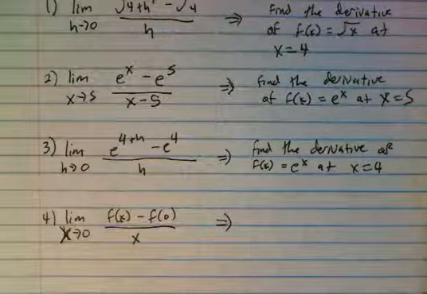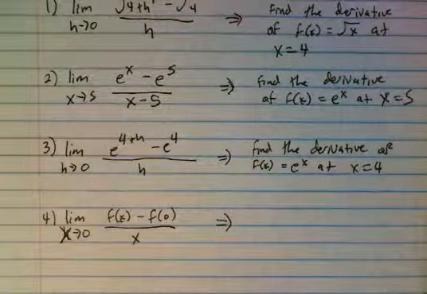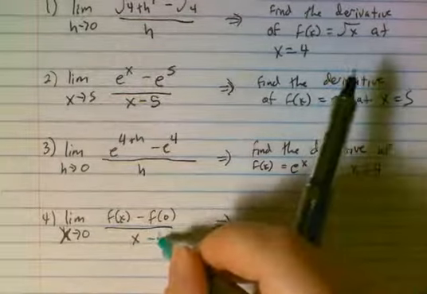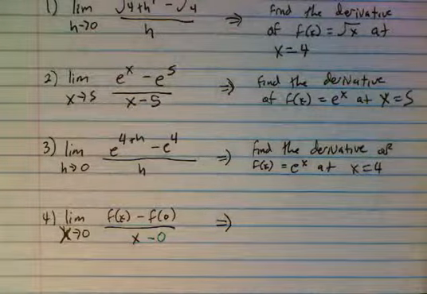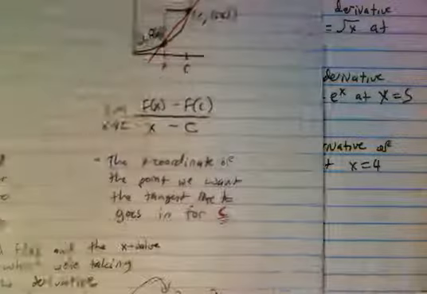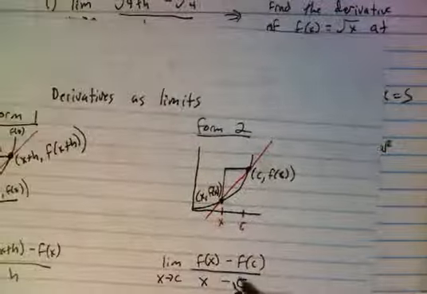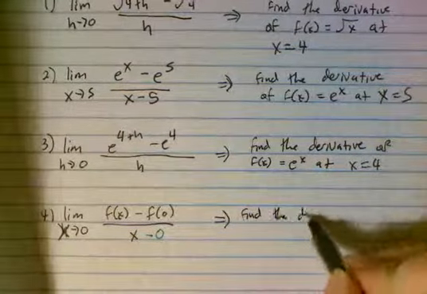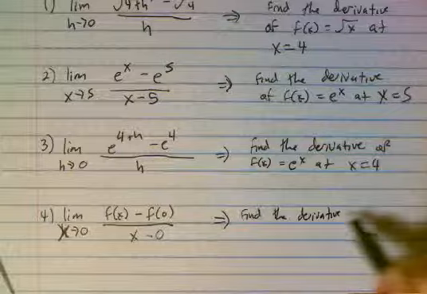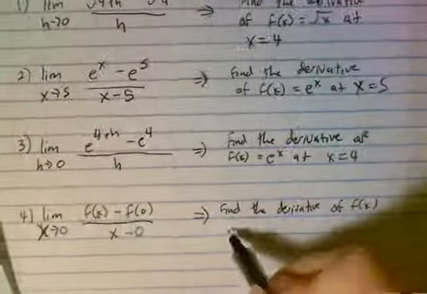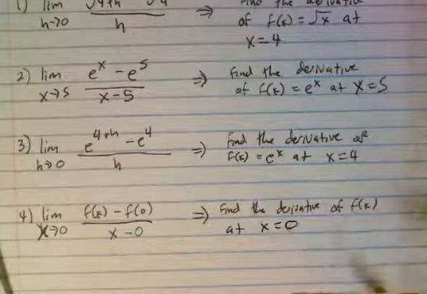But if we think of this as x approaching 0, then what's really down here is really minus 0. It's just that 0 would generally be invisible, not written. But once we put it in that form, it looks an awful lot like this. In fact, it looks almost identical to our original one. What we're doing is we're finding the derivative of f of x. We don't know what it is, but just f of x at x equals 0.